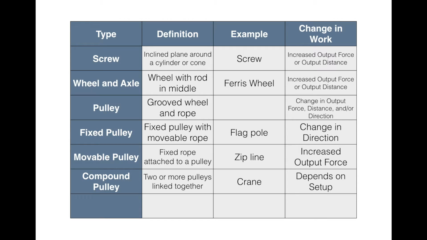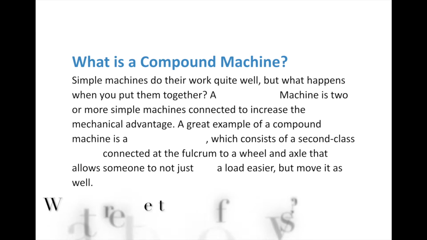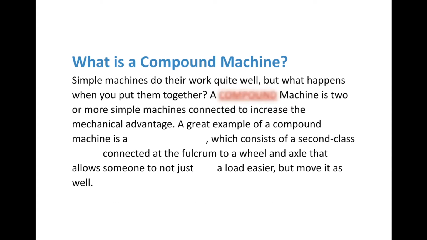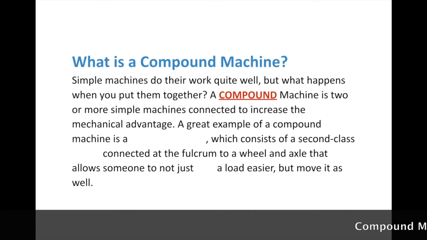So those are our simple machines, okay? We have the screw, the wheel and axle, and the pulley. And of course, there's 3 types: the fixed pulley, the movable pulley, and the compound pulley. But what happens when you link them together, okay? Well, what you get is a compound machine, or 2 or more simple machines connected to increase the mechanical advantage.